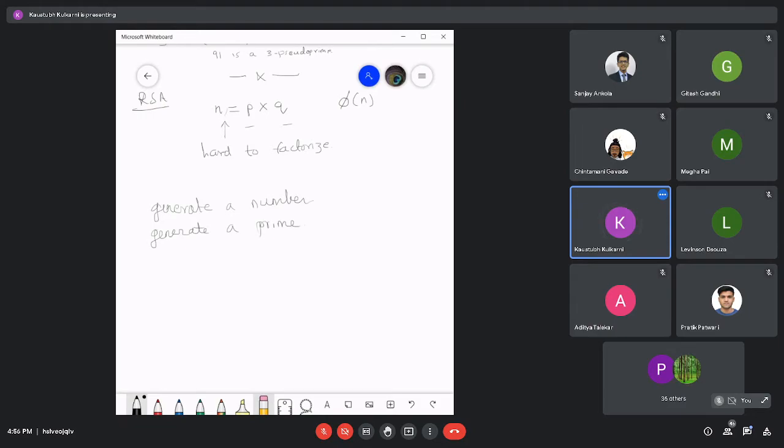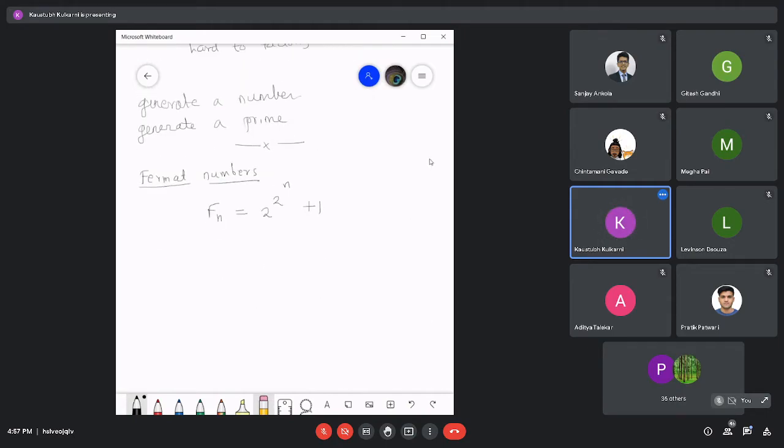I'll just give an example of it. Basically, there are certain numbers called Fermat's numbers. Fn is equal to 2 raised to 2 raised to n, plus 1. What is the speciality of these numbers is that there is an easy test by which you can check whether a Fermat number is prime or not.